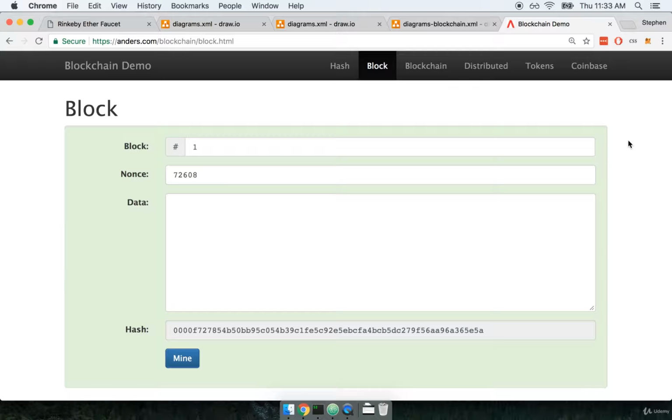However, Anders' definition in that video was of a very generic general blockchain. So there's a couple clarifications I want to make about how the Ethereum blockchain in particular works.